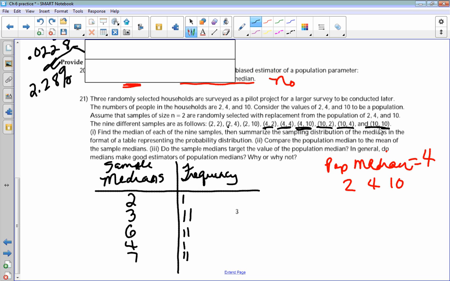And lastly, my last sample is 10, 10, which of course gives me 10 as a sample median, and there's one of those. So here are my frequencies. Well, how many different ones do I have? There are 9 different samples. So each of those had a 1/9 chance. So now we're going to put probability here.